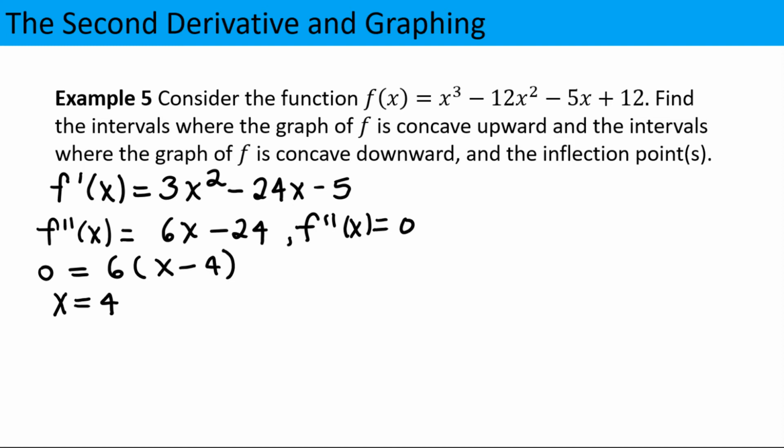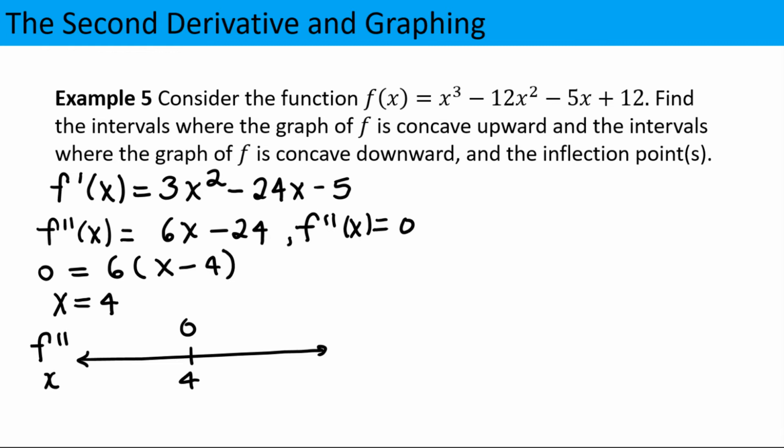4 is in the domain, the second derivative equals 0. We're good to go. Now let's make a sign chart for the second derivative. I'll do f double prime of x slightly above the number line. I'll write x below and indicate that when x is 4, the second derivative is 0.